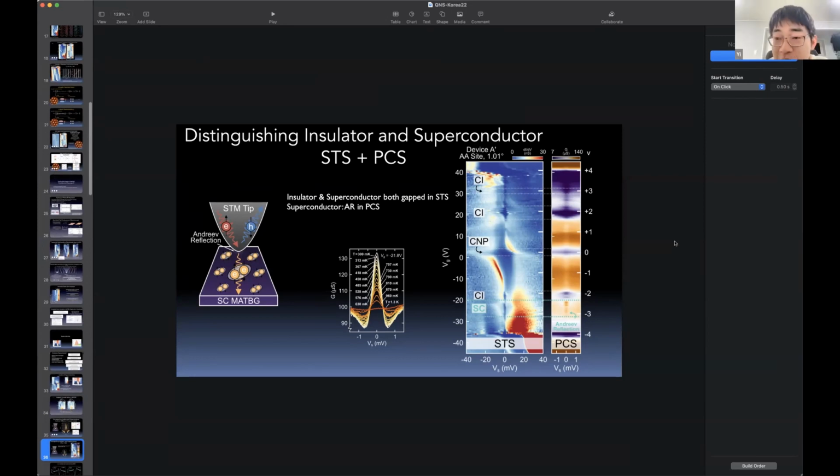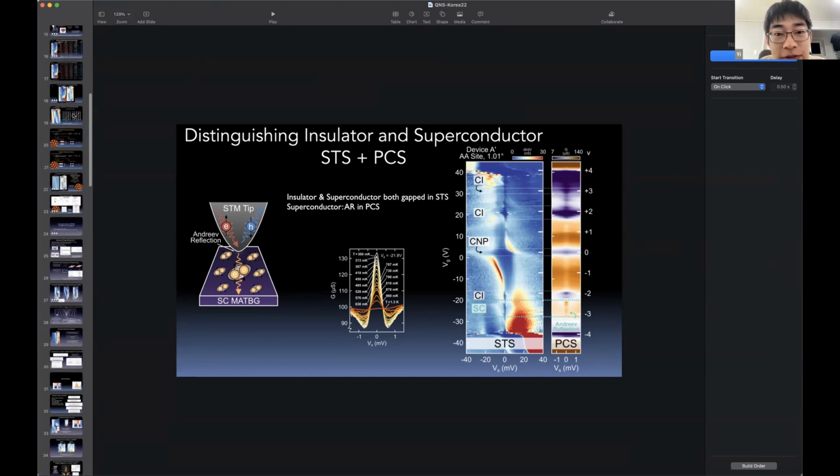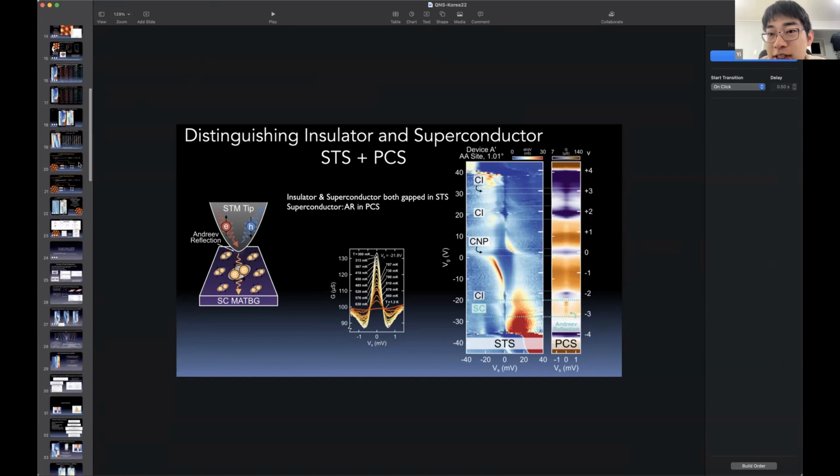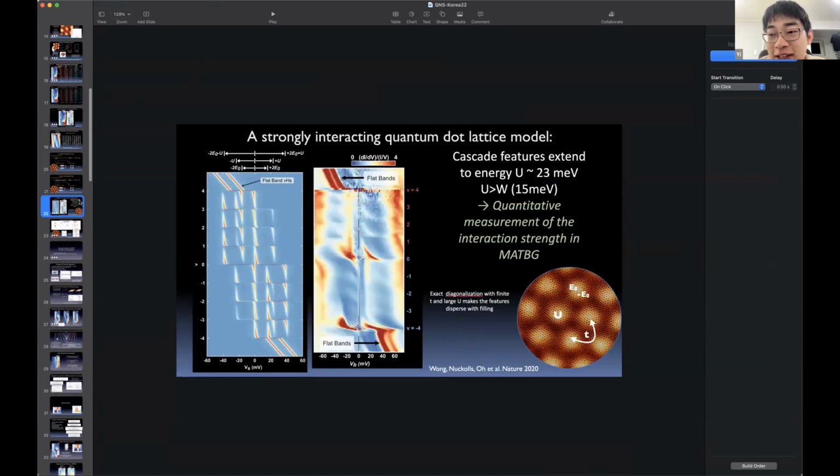I think I have another question. So if I imagine these AA sites as quantum dots, and let's say I fill odd numbers of electrons inside, is it possible to do spin resonance of that? That's a great question.